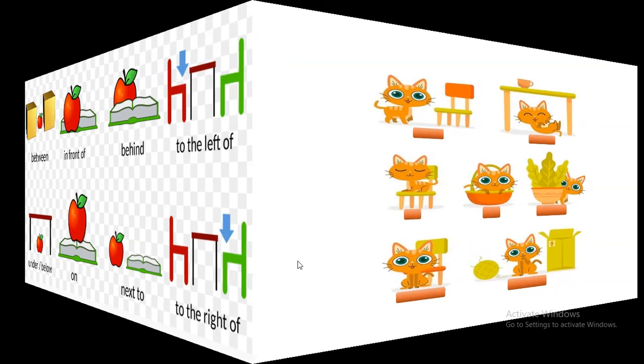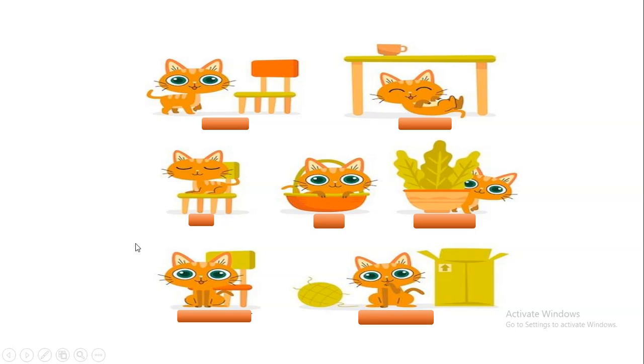Now let's take this exercise. I want you to describe the position of the cat according to each subject in the picture. Let's begin with this one here. The cat is near the chair. You can say near or you can say next to the chair.